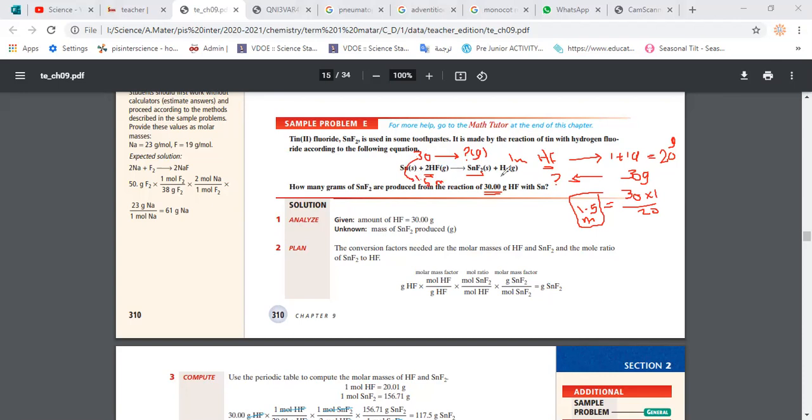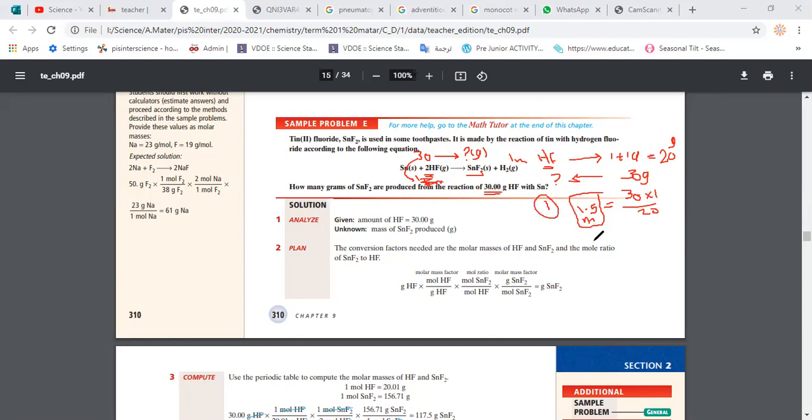So back to the equation, let's find the mole ratio. How many moles of hydrogen fluoride here, guys? 2. And they form how many moles of tin fluoride? The 1.5 mole is the amount already represented by the 30 grams of hydrogen fluoride. We just converted the 30 grams to find how many moles. Do you have any problem until now? No. So that's the first step.